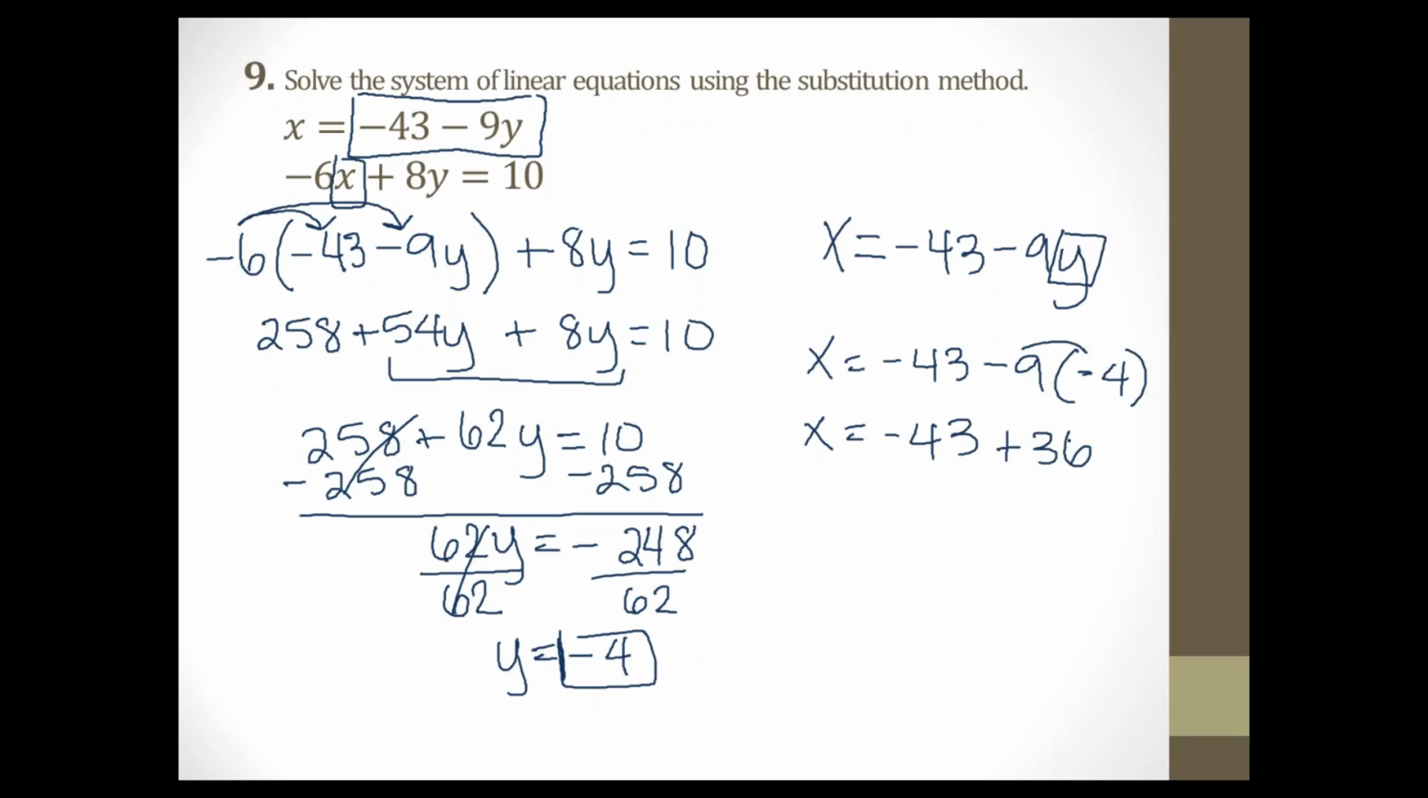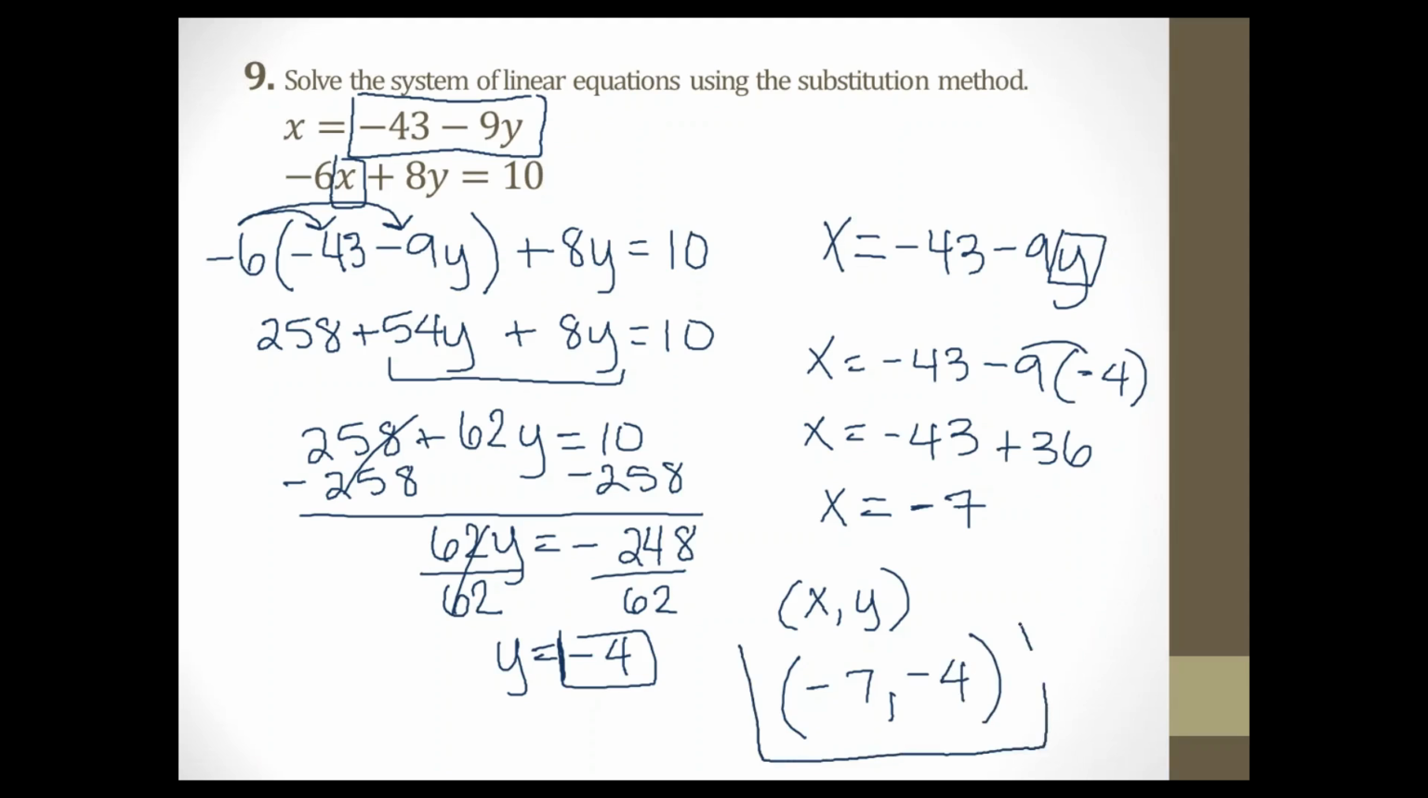And then -43 plus 36. Different signs, so we're going to subtract, take the sign of the larger number, so that's going to be x equals -7. So that's the other half of my solution. So to write my answer as an ordered pair, remember it's x comma y, so my solution will be -7 comma -4. This would be my final answer.